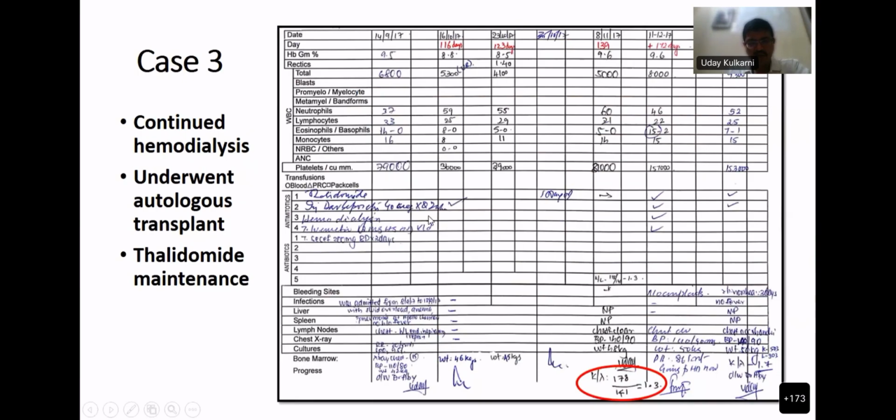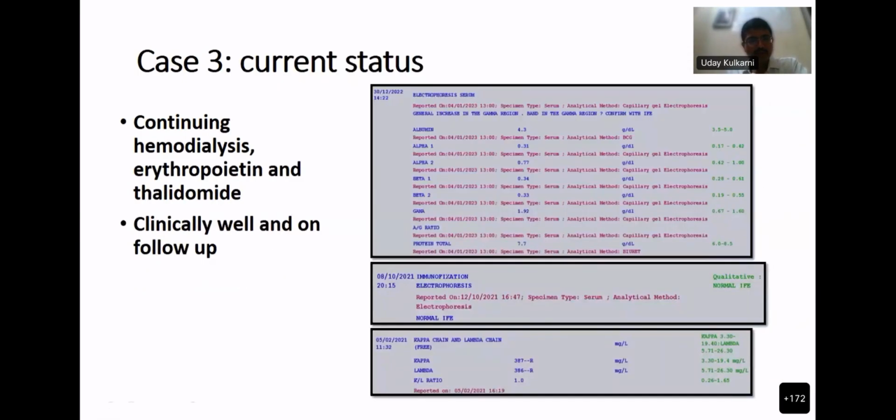So she underwent autologous transplant. Because she had chronic kidney disease, we had to continue the hemodialysis, so we did an autologous transplant on her, continuing the hemodialysis. And post transplant, somewhere around 100 days, we did repeat assessment with the free light chain ratio, and it was in the normal range, 1.3. We continued thalidomide maintenance for her. So currently she is continuing hemodialysis, erythropoietin and thalidomide, and she's clinically well and on OPD follow-up.